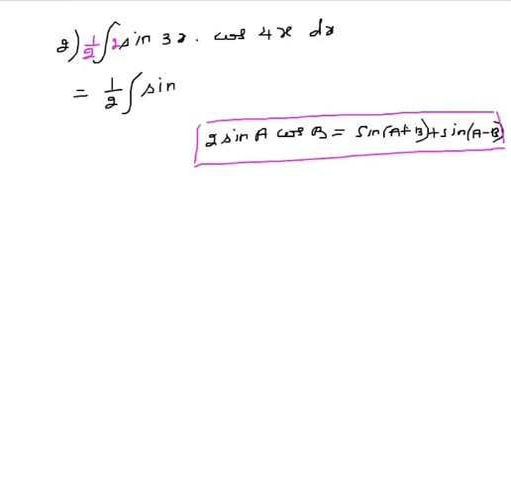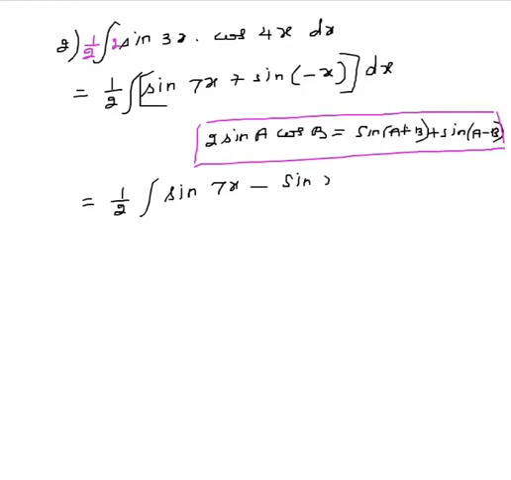It becomes sine of A plus B, 3x plus 4x is 7x, and plus sine of A minus B, 3x minus 4x is minus x, times dx. And sine of minus theta is minus sine theta, we know. Therefore, it becomes sine 7x minus sine x dx. After using this identity, look at the function. We don't have a product of two trigonometric functions. Here we have subtraction in between. So we can easily integrate each term.